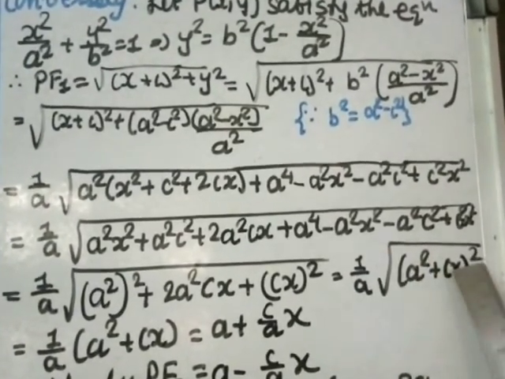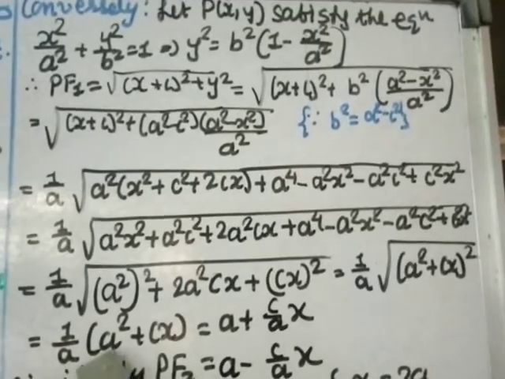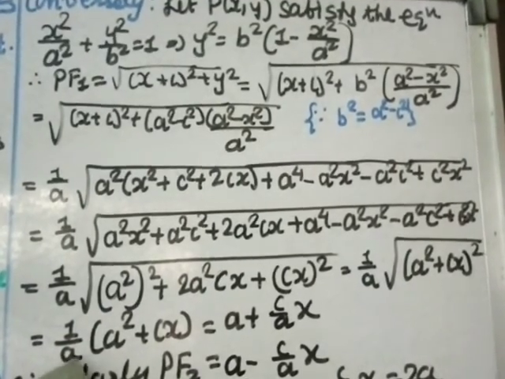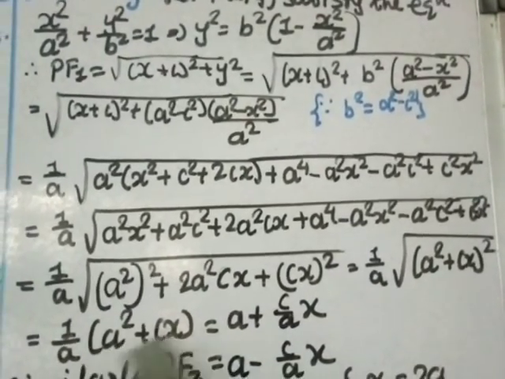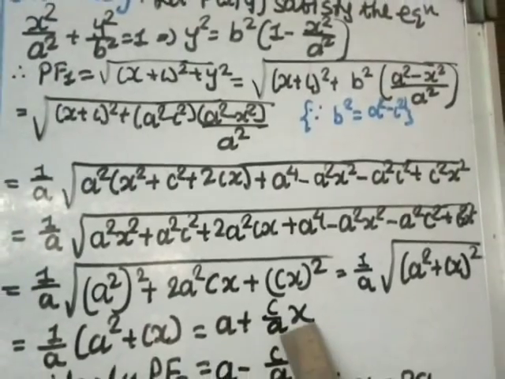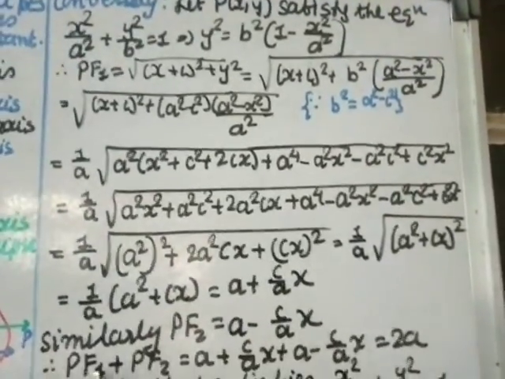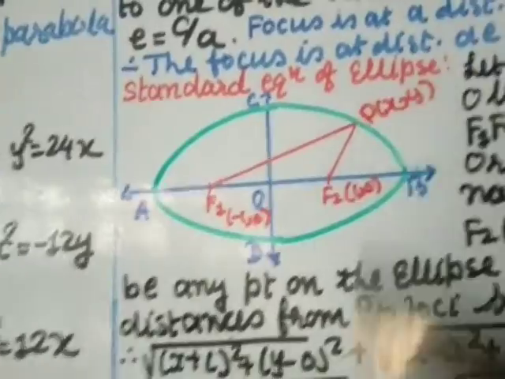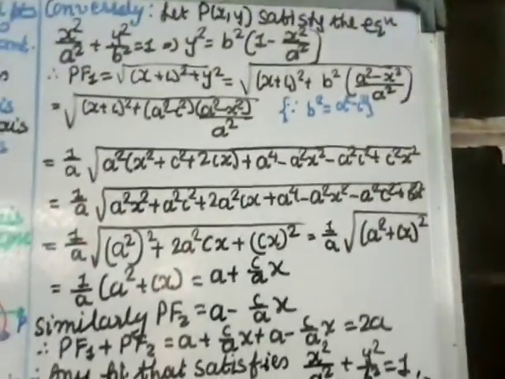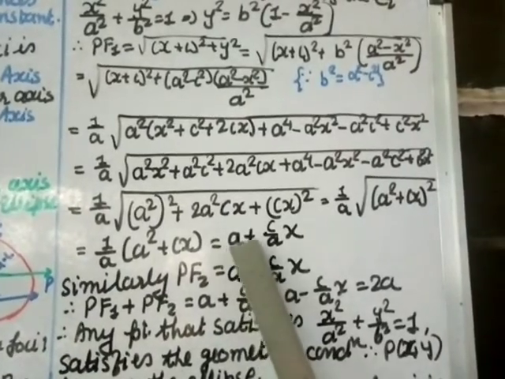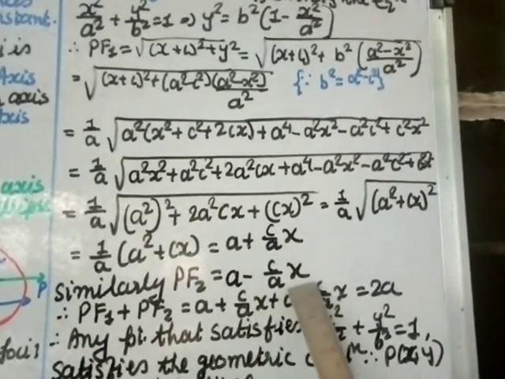So this square and square root cancel. So what you are getting is 1 by a into (a square plus cx). 1 by a multiplied inside, so you get here a plus c by a x. Okay, now similarly we can find PF2, the distance between P and F2. By the same method you can do it yourself, or directly we can write a minus c by a x.